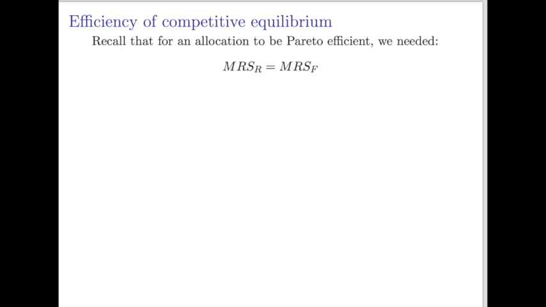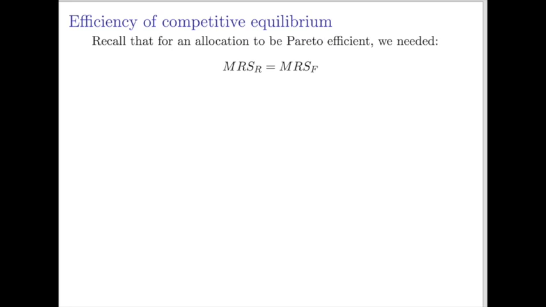We've gone to the trouble of defining and figuring out how to compute competitive equilibria. So why would we care about that? Do these allocations that we get from competitive equilibrium, are they even Pareto efficient? Well, for an allocation to be Pareto efficient, remember, at least on the interior of the Edgeworth box, we need that the marginal rates of substitution for the two consumers have to be equal to one another.